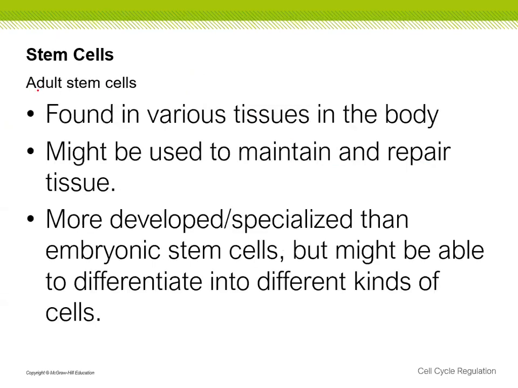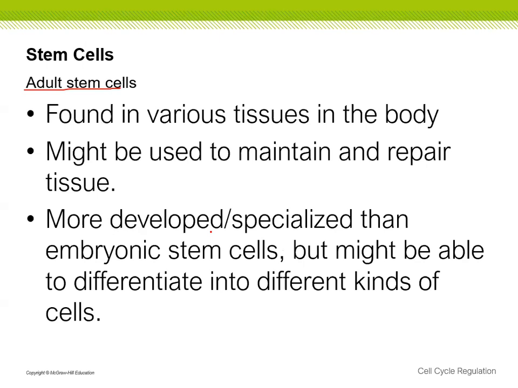So when we look at the adult stem cells, these are found in a bunch of different places, and this can be used to maintain and repair the tissue. But basically, these are a little bit more specialized than embryonic. But they can kind of have different jobs. So what does that mean? Like, what does that mean, more specialized?